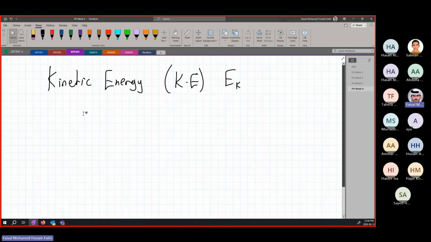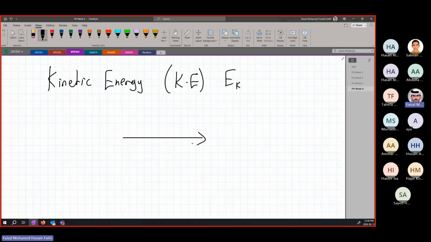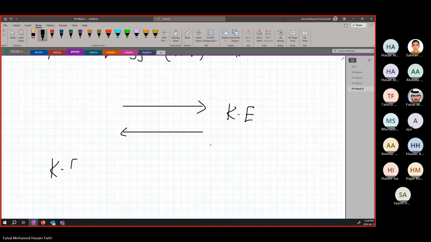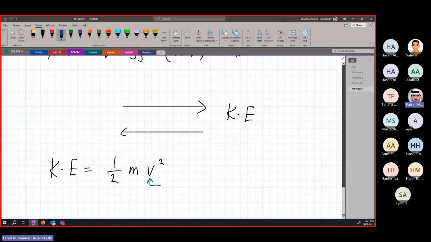Kinetic energy is basically the movement of an object left to right. So if an object is moving to the right or to the left, this movement is kinetic energy. How much you are moving an object to the left and to the right is basically called the kinetic energy of that object. The equation of kinetic energy is half mv squared, where v is the velocity of the object and m is the mass.